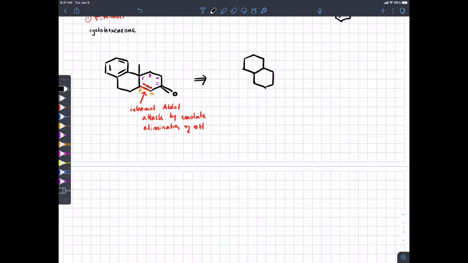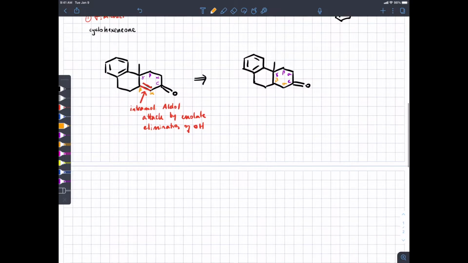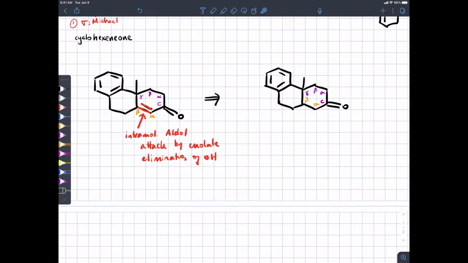And I'll keep our numbering or identification of atoms scheme going on here. What would the precursor previous to the elimination step have been? I eliminated the OH group, so where was that OH group before I eliminated it? Orange beta, right? Okay, good.